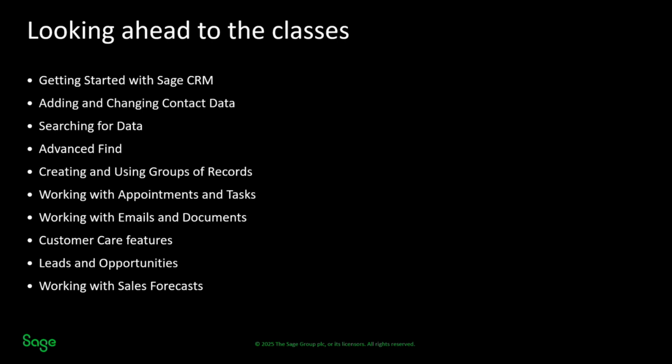And what we'll be doing next week is starting to again work with groups of records, and individual records as well, to see how emails and documents can be sent out, how we can start to work with the different entities of the system, such as customer care, leads and opportunities, and then start to think about the process for sales users who have to create and escalate sales forecasts.